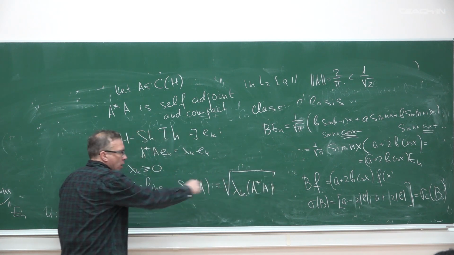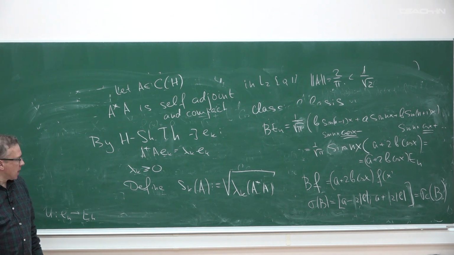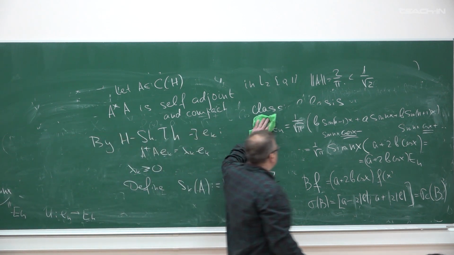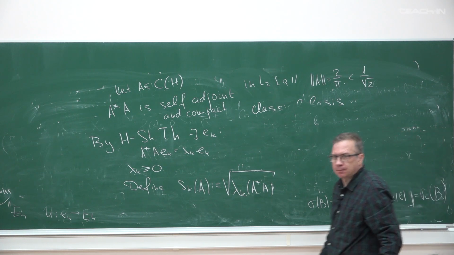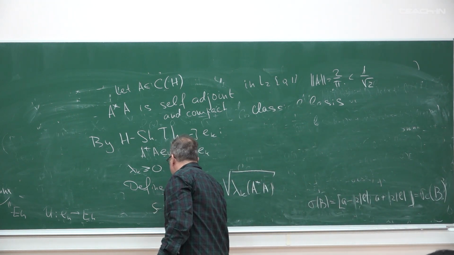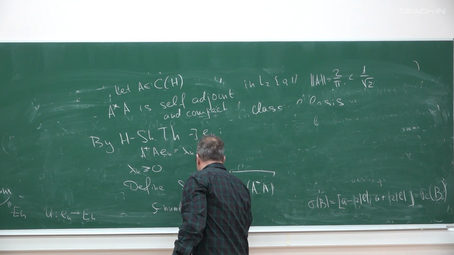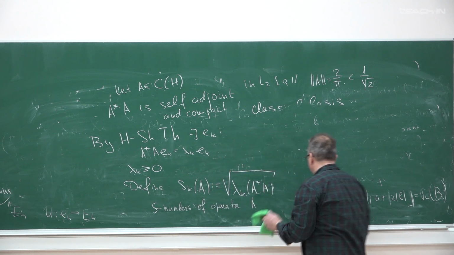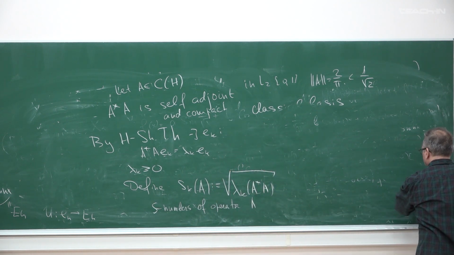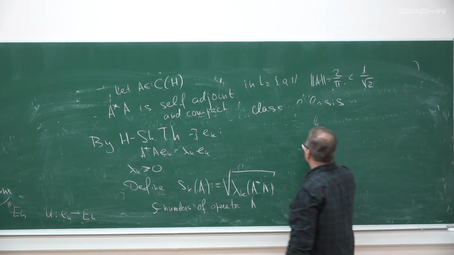We can take the square root because lambda k is non-negative. These numbers are named as the s-numbers of operator A.